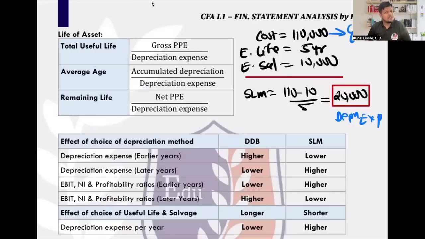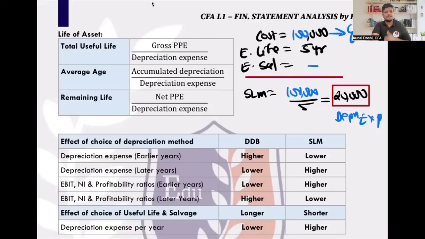Most of the cases, they will give you the salvage. What if there is no salvage? What if I want to make it easier for you? Suppose there was no salvage. So for easy calculation, let me take the cost as 100,000 and the salvage as 0. Then 100,000 divided by 5 will be my depreciation expense per year.